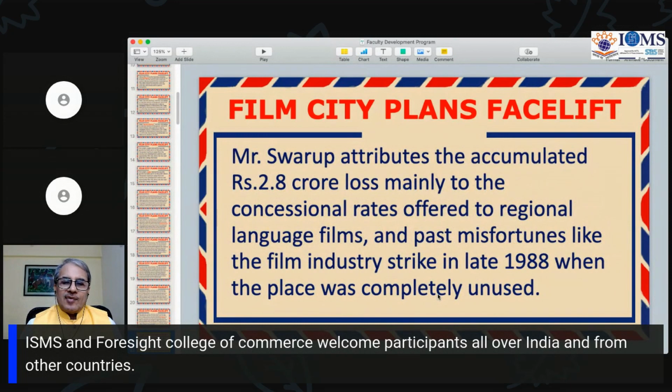Next paragraph. Mr. Swaroop attributes the accumulated rupees 2.8 crore loss mainly to the concessional rates offered to regional language films and past misfortunes like the film industry strike in late 1988 when the place was completely unused. Very easy to guess. The keyword is 2.8 crore loss.